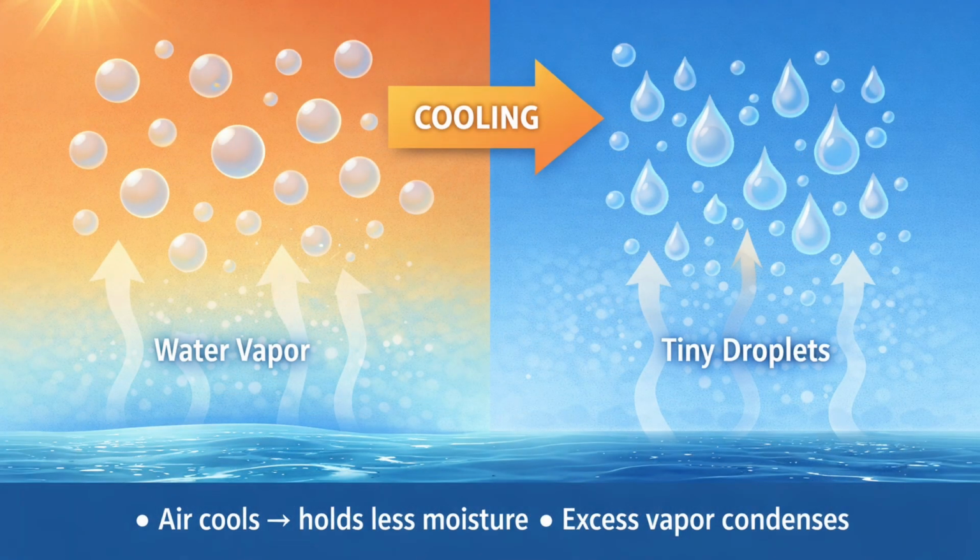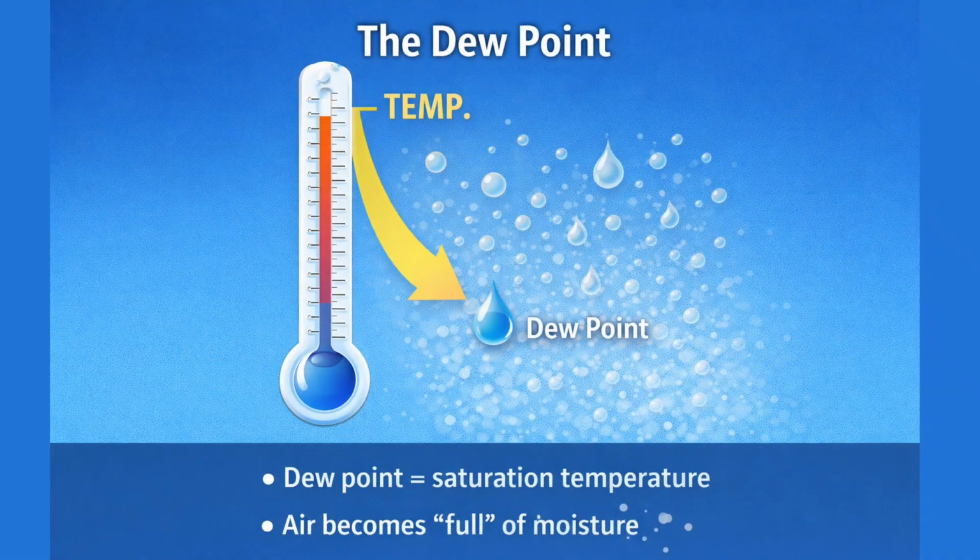When air cools, it loses its ability to hold as much water vapor. If the air cools enough, the excess water vapor condenses into tiny liquid droplets. This process is called condensation. The dew point is the temperature at which air becomes saturated with moisture. When the air temperature drops to this point, condensation begins, forming droplets in the air.